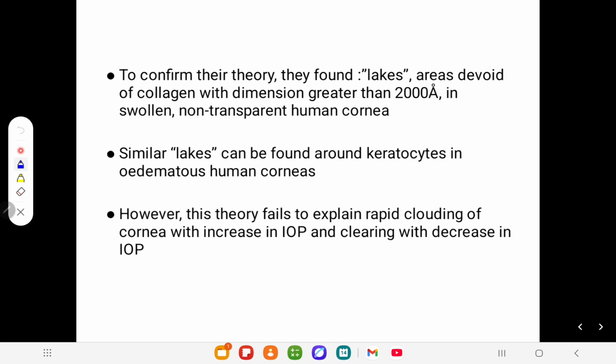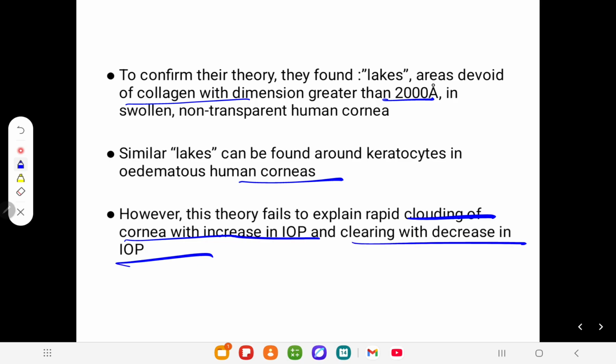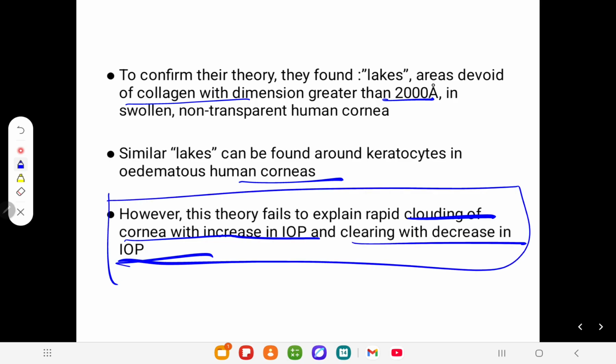So to confirm this theory, they found the lakes, areas devoid of collagen with a dimension greater than 2000 angstrom in swollen and non-transparent human cornea. Similar lakes can be found around the keratocytes in edematous human cornea. However, this theory fails to explain rapid clouding of the cornea with increase in IOP and clearing with a decrease in IOP. This is one of the failures of the Goldman-Hedbys theory.